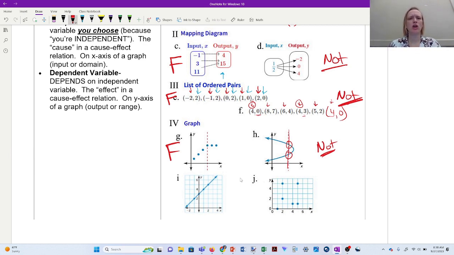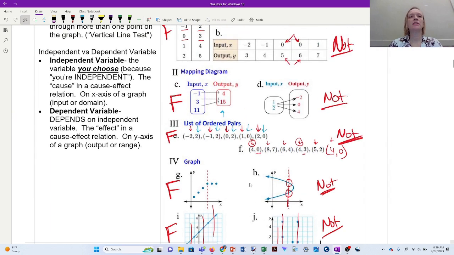Relation I here, no matter where I place my vertical line, it only passes through the graph once. So this is a function. Here, sometimes when I draw a vertical line, it only goes through one line. But remember, once is enough to make it not a function. And right here, my vertical line passes through 2 points. And right here, my vertical line passes through 2 points. So this one is not a function.